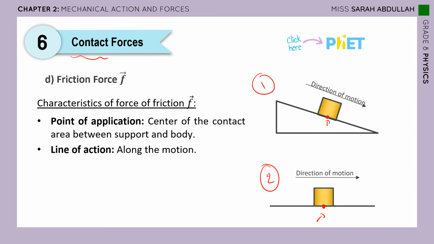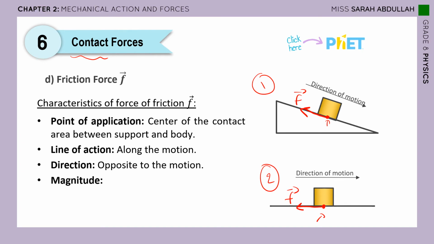It is along the motion, but it has opposite direction. So it goes the other way. This is the friction force along the motion, but opposite to the motion. All right. How about the magnitude?